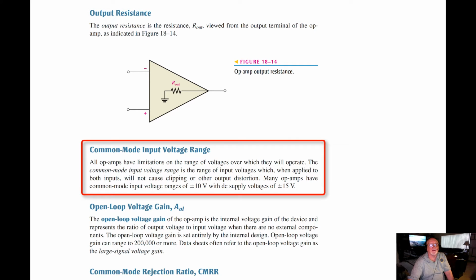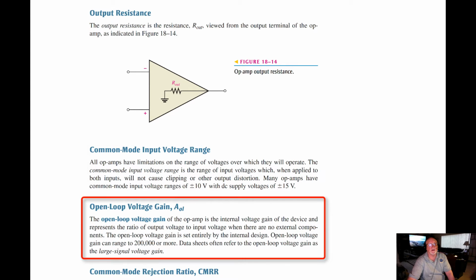Common mode input voltage range. All op-amps have limitations on the range of their voltages over which they will operate. The common mode input voltage range is the range of input voltages which, when applied to both inputs, will not cause clipping or other output distortion. Many op-amps have common mode input voltage ranges of plus or minus 10 volts with a DC supply voltage of plus or minus 15 volts.